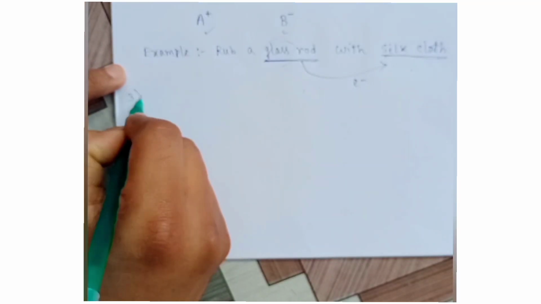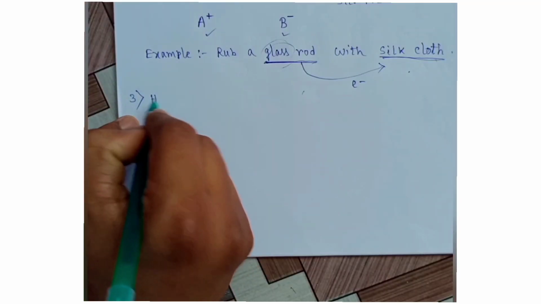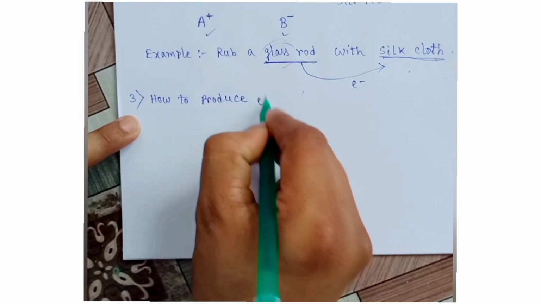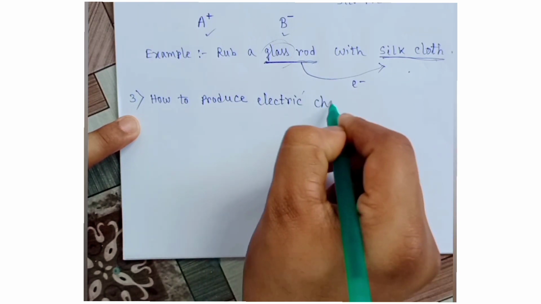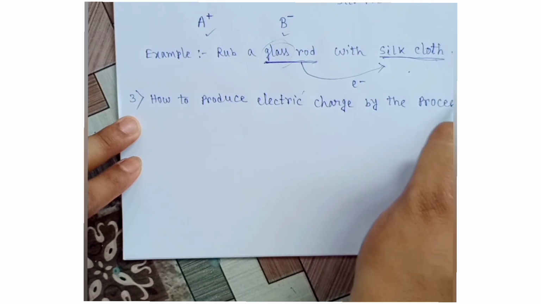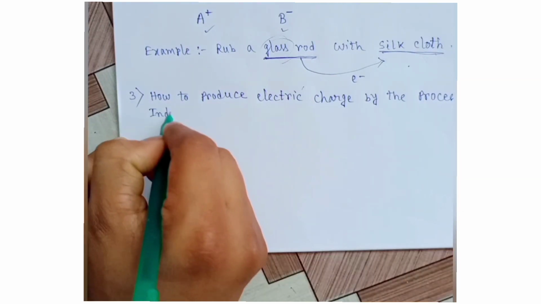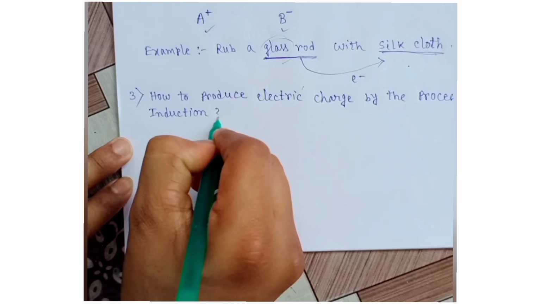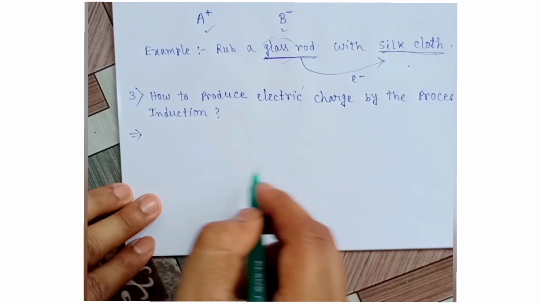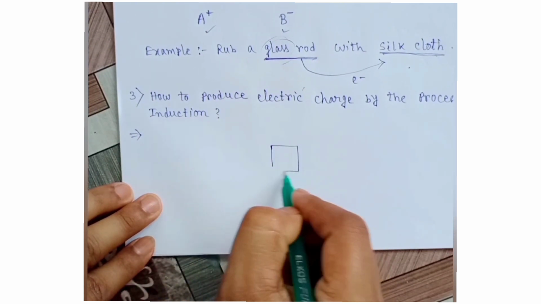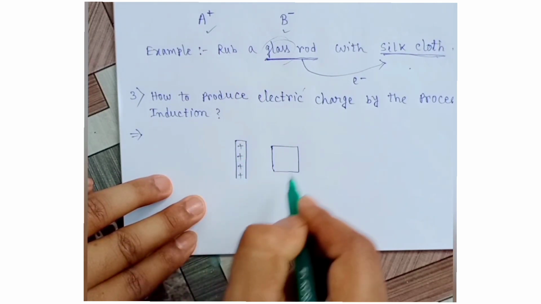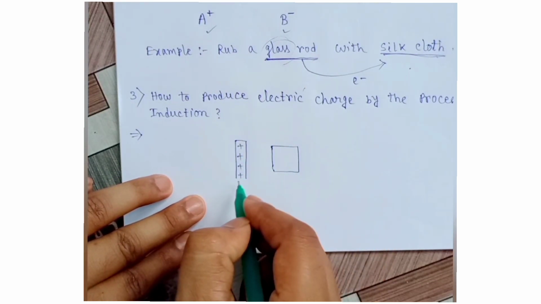So in the third part, we will discuss how to produce electric charge by the process of induction. Now to produce electric charge by the process of induction, we have to take a neutral object, and a charged rod needs to be placed in front of the neutral object. So this is a charged rod and this is a neutral object.